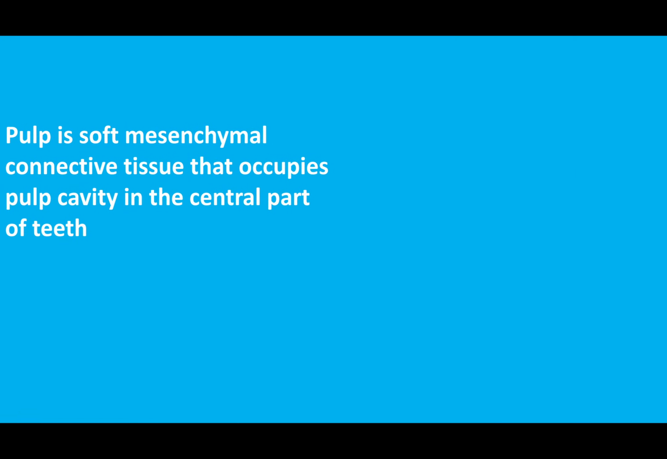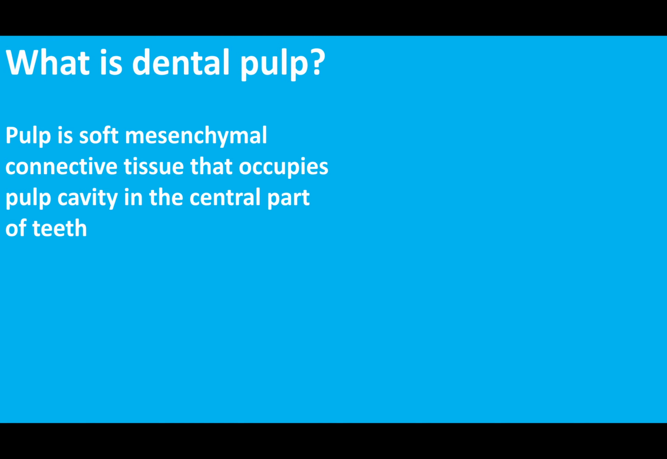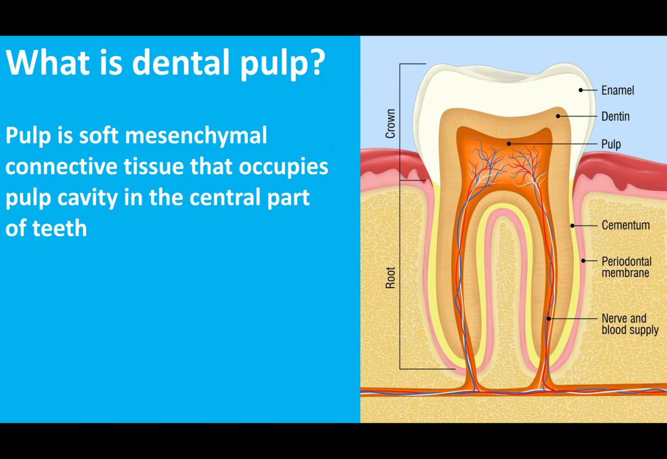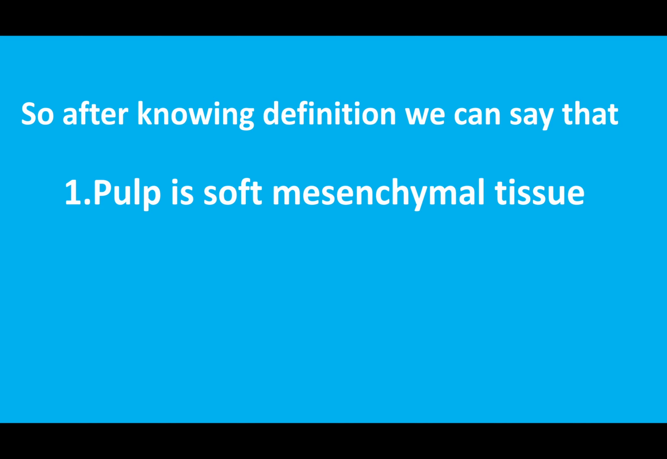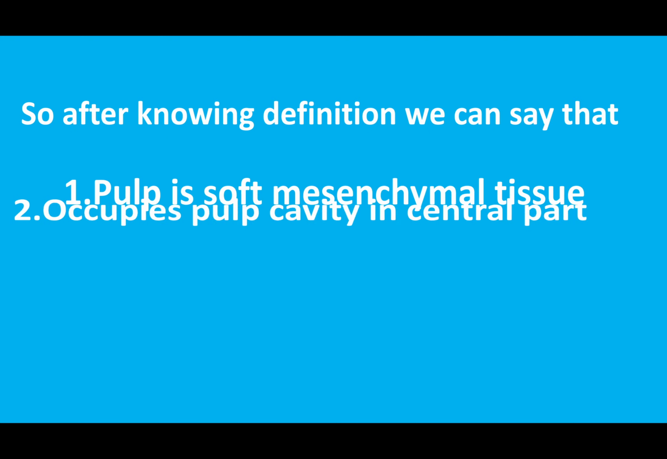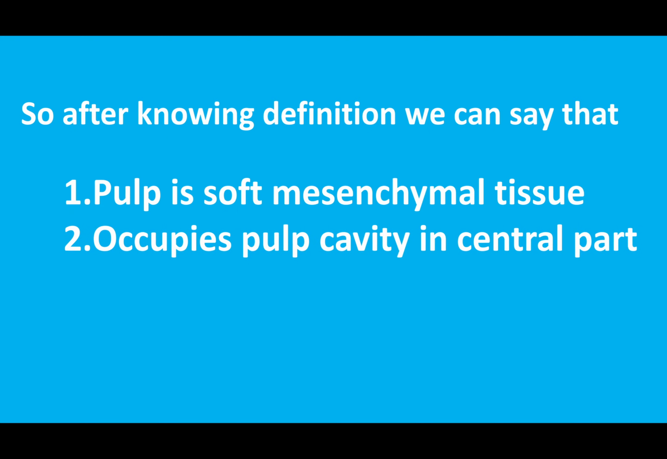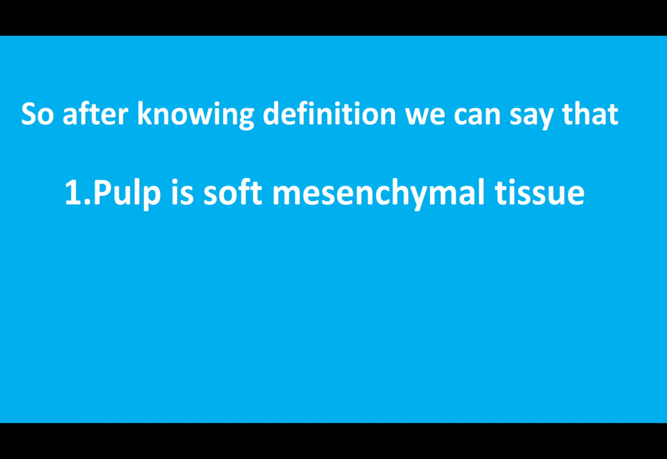So what is dental pulp? Pulp is soft mesenchymal connective tissue that occupies the pulp cavity in the central part of teeth. So by definition we can say that pulp is soft mesenchymal tissue. As its origin is from the mesenchymal layer, we can say that it is soft mesenchymal tissue. And the second thing we can say by definition is that it occupies the pulp cavity in the central part.